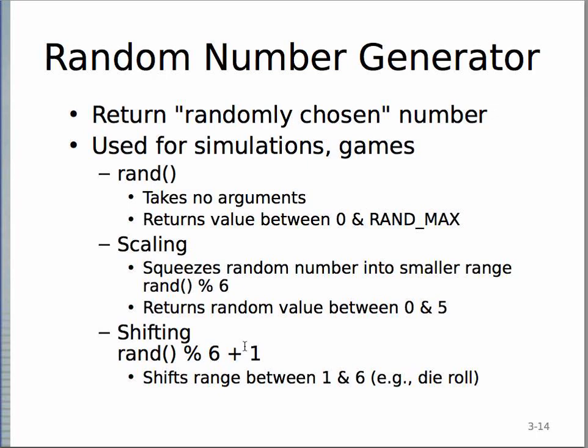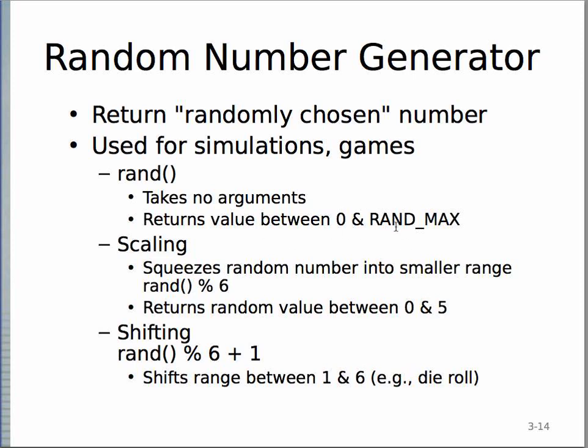The random number generator works in a way that's somewhat similar to the math.random function and other Java util.Random class functions, or methods, that we have used in Java. So this is extremely useful. It returns a randomly chosen number used in simulations and games, things like that. So there's a couple of ways to use it. The basic function is rand with no arguments and returns a value between 0 and RAND_MAX.